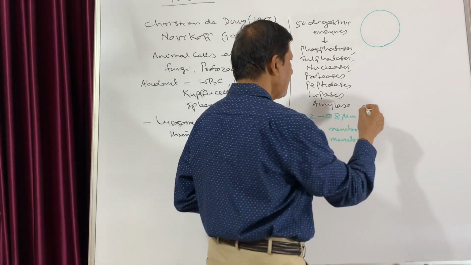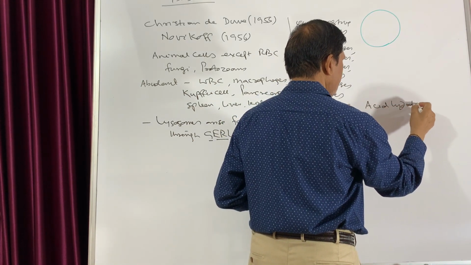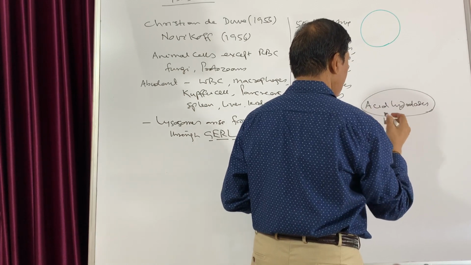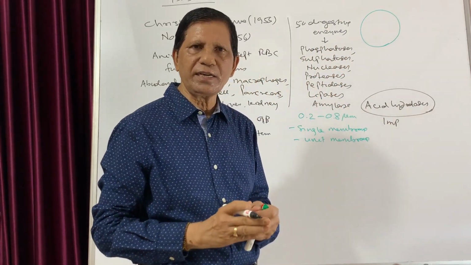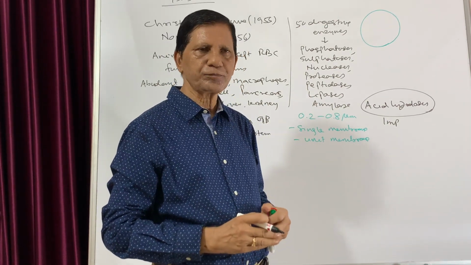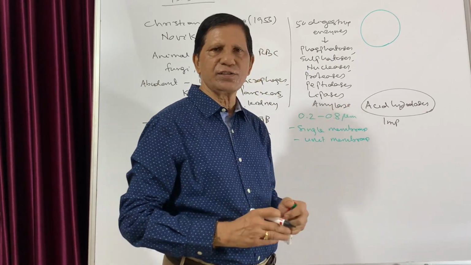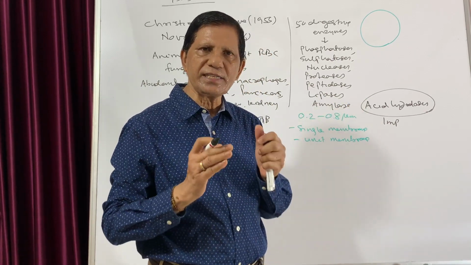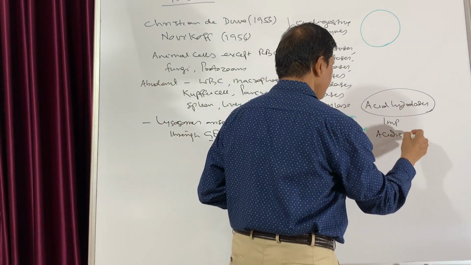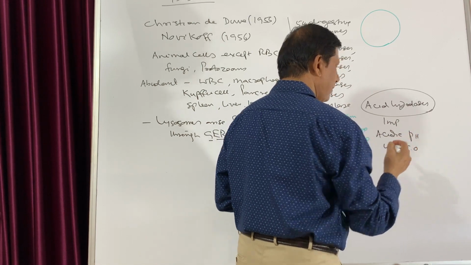All these enzymes together are known as acid hydrolases. This is very important from the examination point of view, acid hydrolases. That means the acid hydrolases are the marker enzymes of this lysosome. Now, one important thing is all these acid hydrolases function only in acidic pH, and the pH usually ranges from 4.6 to 5.